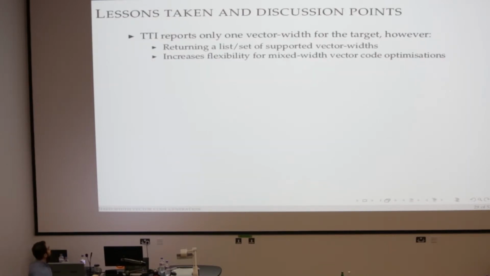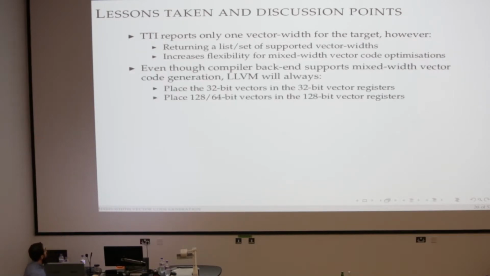So, some lessons learned and discussion points. TTI reports only one vector width, as I showed already. So what if TTI reports a set of vector widths? Then this can already help the optimization for mixed width vector code generation. This is the first lesson we took.